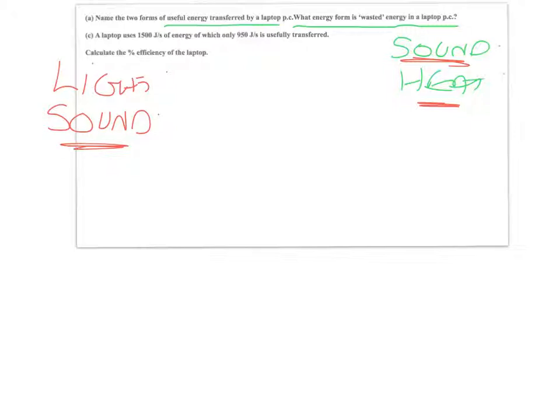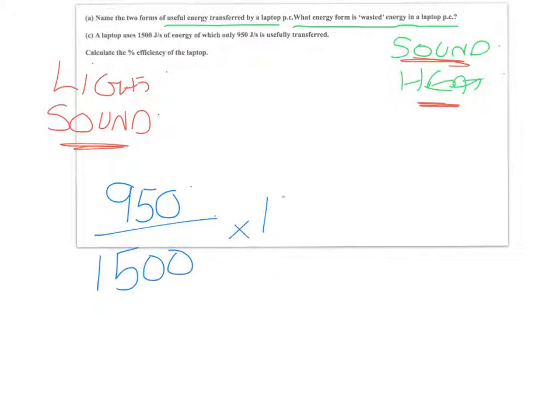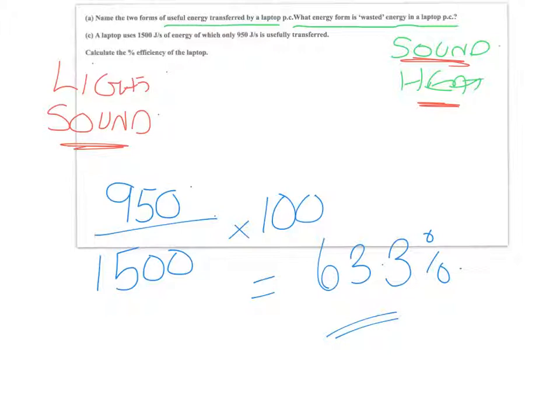Part C, it tells us that our laptop uses 1500 joules per second of energy, of which only 950 is usefully transferred. What's the efficiency of the laptop? So it's the same thing as we've been doing. We take the useful, which was 950, we divide it by the energy input, which is 1500, and we times it by 100, and hopefully we should see that we get an efficiency of 63.3%. So it's a bit better than the TV. Still a considerable amount of energy loss, but save a bit more money there.